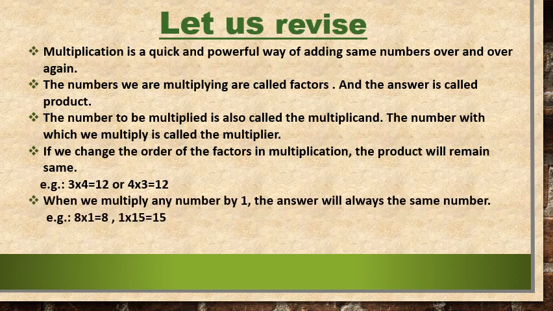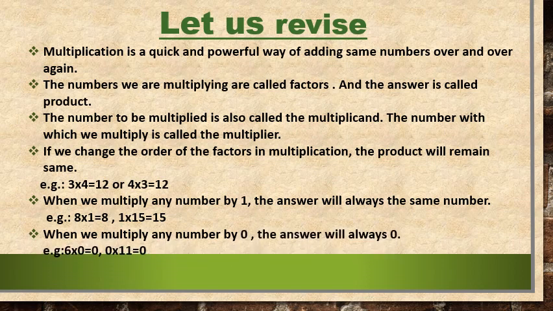When we multiply any number by 1, the answer will always be the same number. For example, 8 into 1 is equal to 8. 1 into 15 gives us 15. When we multiply any number by 0, the answer will always be 0. For example, 6 into 0 equal to 0. 0 into 11 is equal to 0.